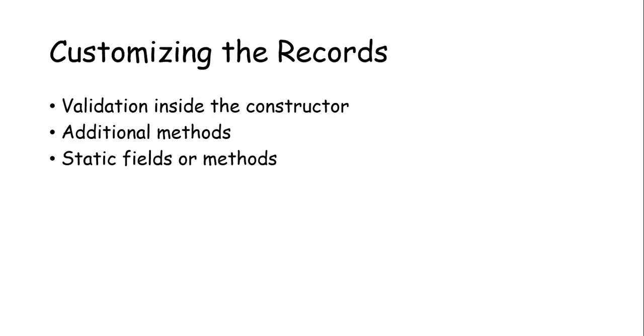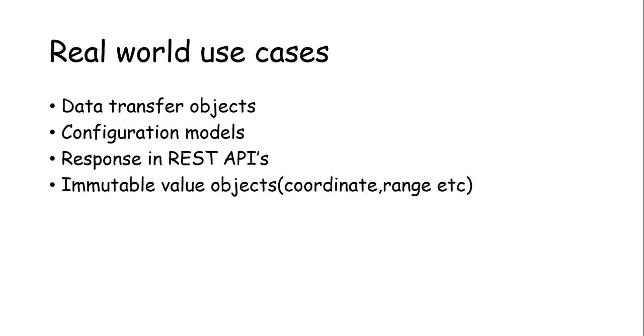Also, we can customize the record. We can add validation in the constructor. We can add additional methods if we want. We can add static fields or methods inside the records, and we will see all those things using the code. So where are they used?